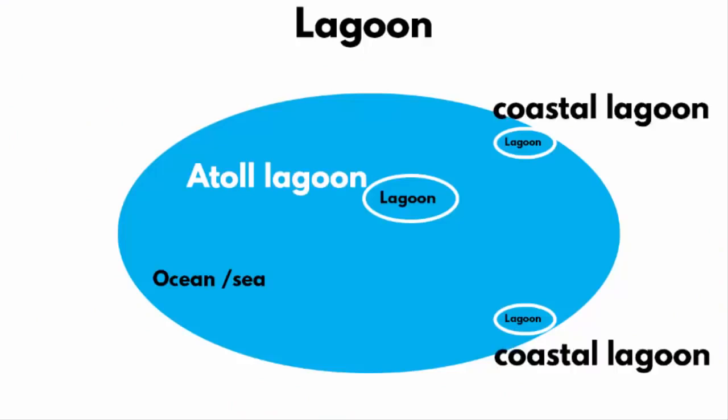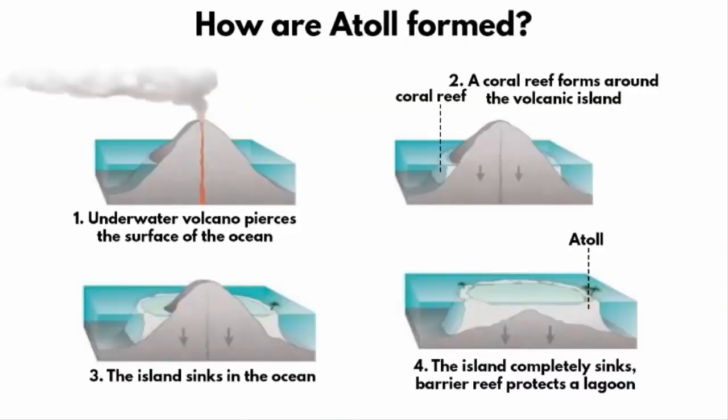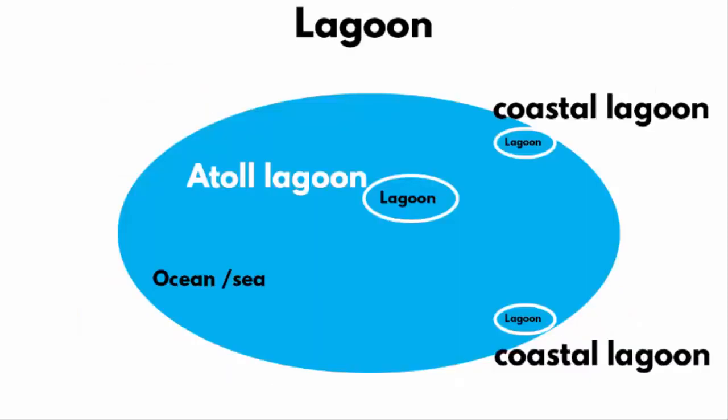Lagoons are of two types. One is present at the center of an atoll. This type of lagoons are called atoll lagoons. And the second type of lagoon occurs near coastlines.